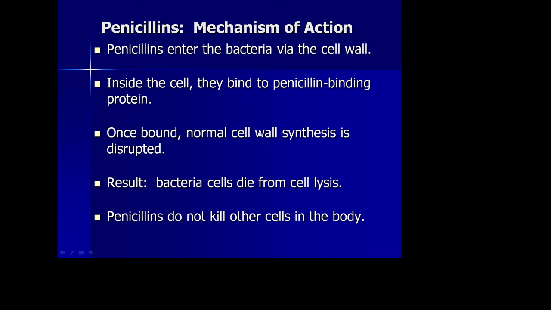The mechanism of action, as I already told, is to inhibit cell wall synthesis. Penicillin enters the bacteria through the cell wall and binds to the penicillin binding protein, then normal cell wall synthesis is disrupted, resulting in bacterial cell death and lysis. Penicillin does not kill other cells in the body. That's why it is used as an antibiotic, because if it also killed human cells, that would be the most serious case.